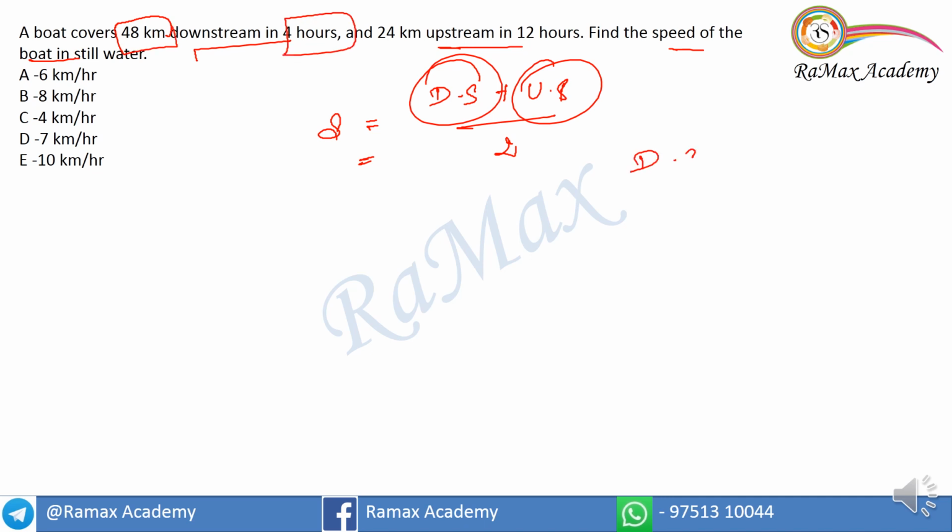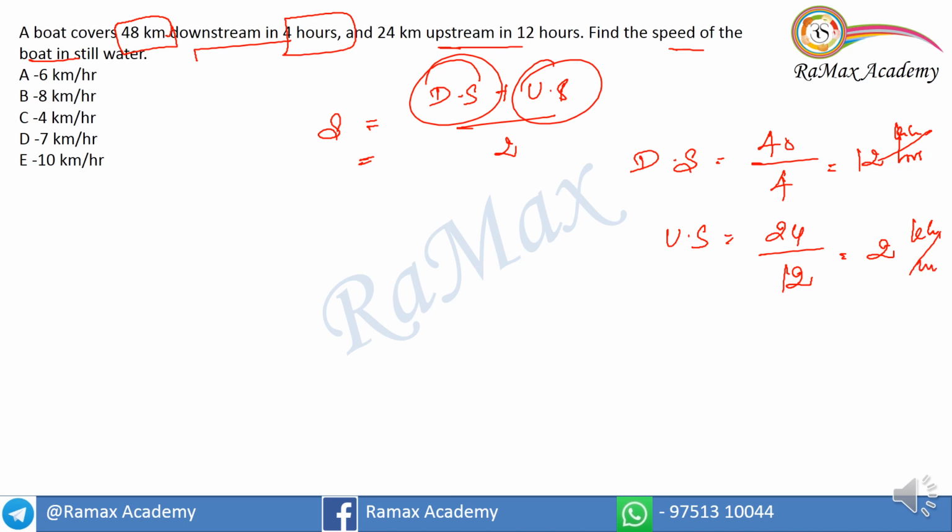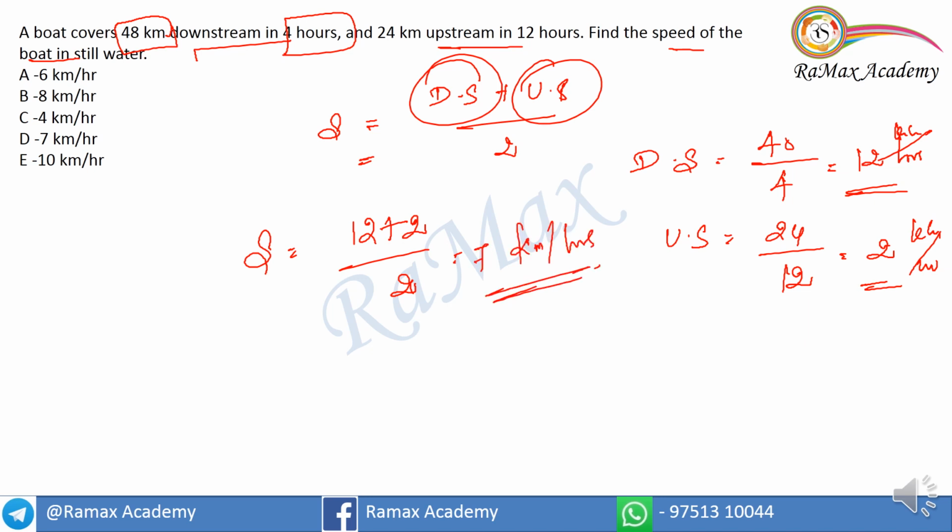So for calculating the speed, downstream is equal to distance by time, which is 12 km per hour. Then for upstream, 24 distance by time, which is 2 km per hour. So for calculating the speed, just apply these two speeds here. 12 plus 2 by 2, which is 7 km per hour, which is the speed of boat in still water.